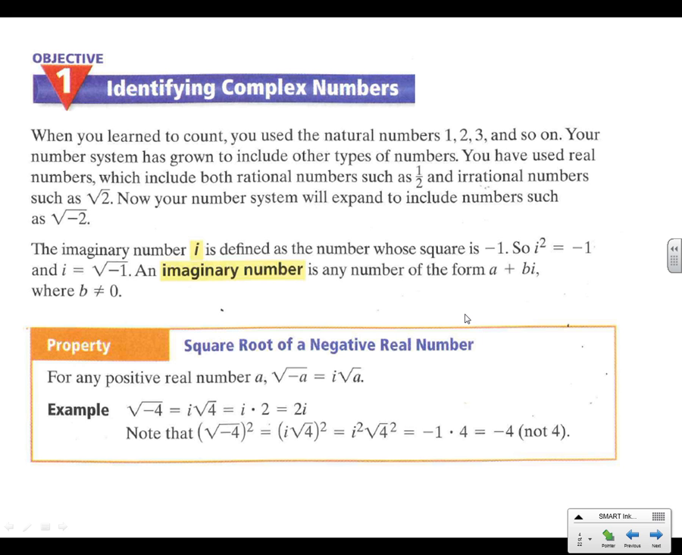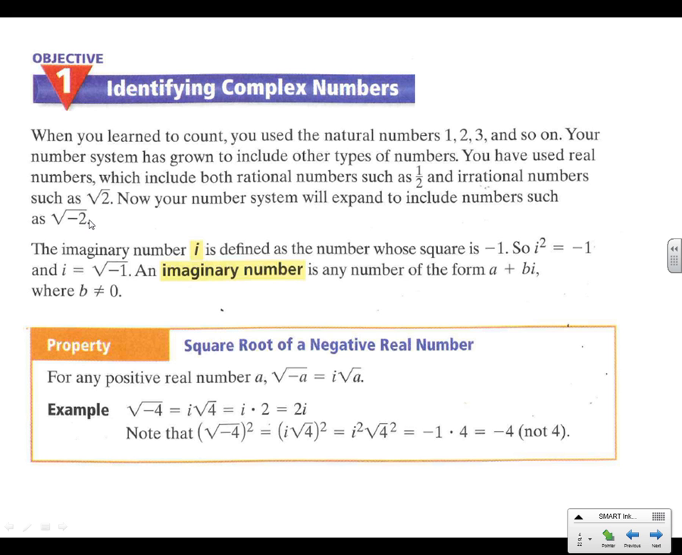Alright, so let's talk about complex numbers. So, we have our natural numbers, 1, 2, 3, right? And we can do real numbers and rational numbers. We got a half, irrational numbers, square root of 2. Remember, irrational, never going to stop. So 1.414, decimals go on forever.